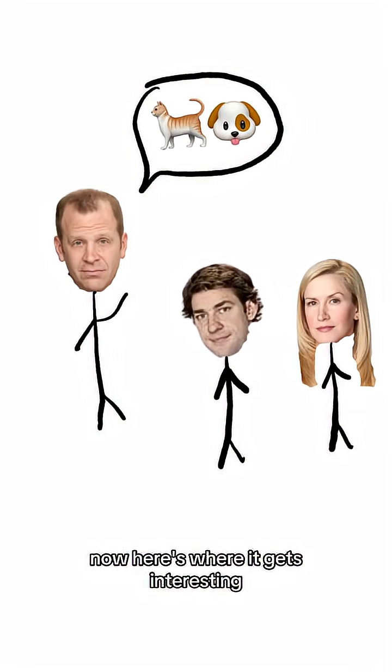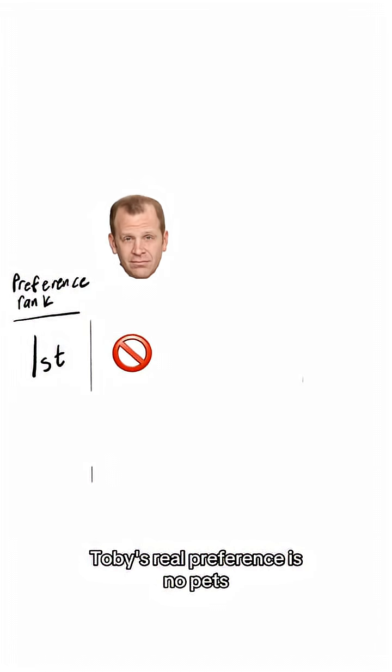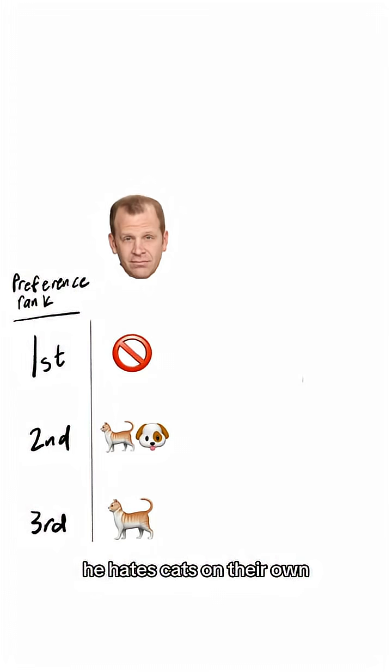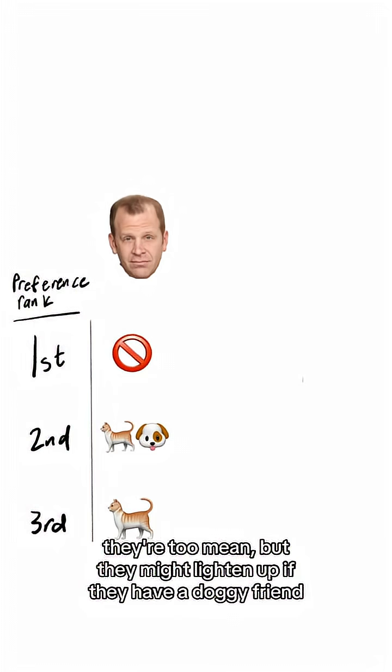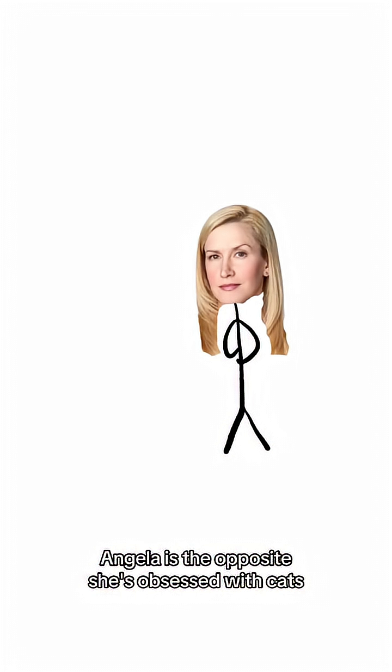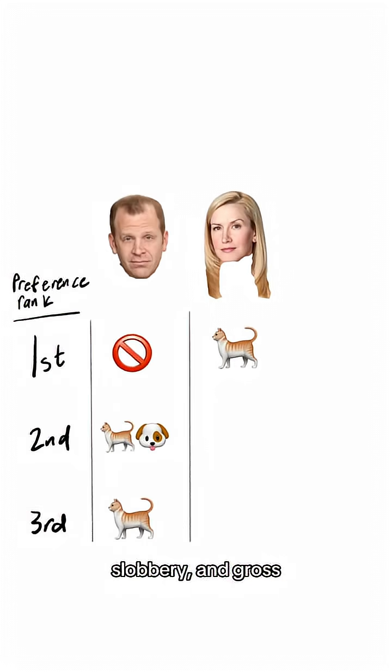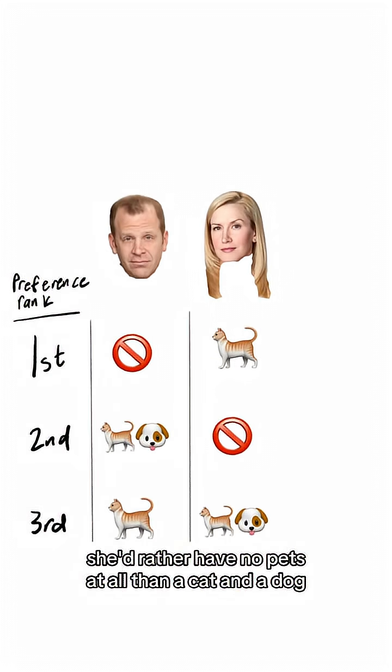Now here's where it gets interesting. Toby's real preference is no pets, but if there has to be a pet, he'd rather have both a cat and a dog. He thinks it's cute, like his little calendar. He hates cats on their own. They're too mean, but they might lighten up if they have a doggy friend. Angela is the opposite. She's obsessed with cats, but despises dogs. Loud, slobbery, and gross. She'd rather have no pets at all than a cat and a dog.